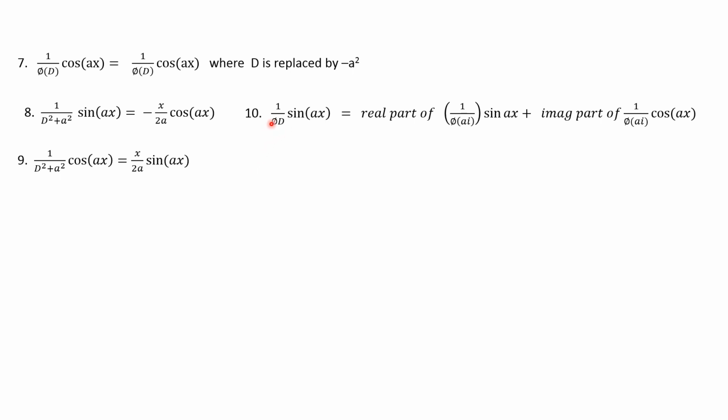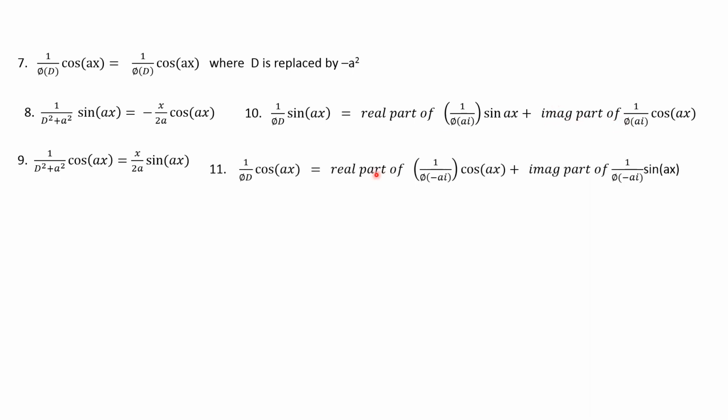Number 10: 1 over phi of D of sine ax is the real part of 1 over phi of ai times sine ax plus the imaginary part of 1 over phi of ai times cosine ax. Now, the imaginary part will only have the real number part of the complex number. So it means i will be disregarded there.